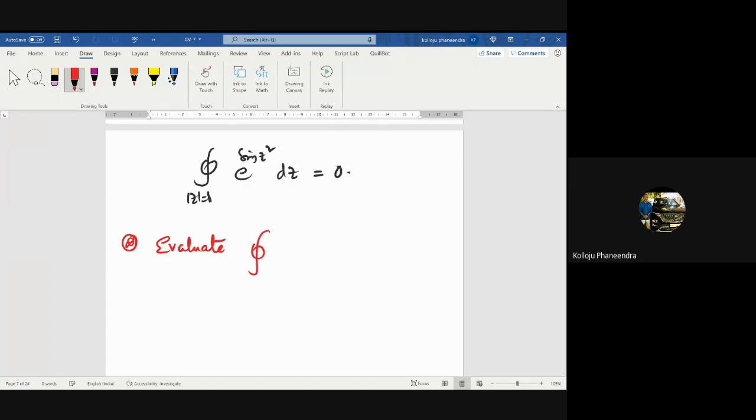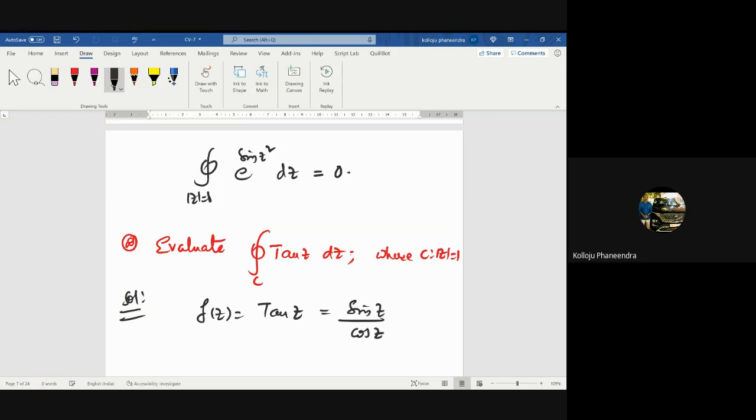Evaluate the integral over C of tan z dz, where C is mod z equal to 1. Solution. What is f of z? f of z is tan z. What is the meaning of tan z? Sin z by cos z.